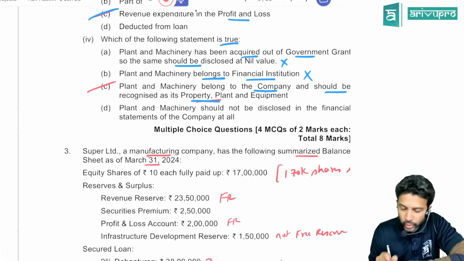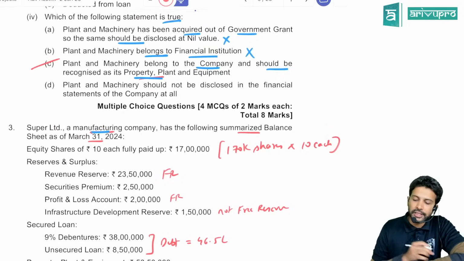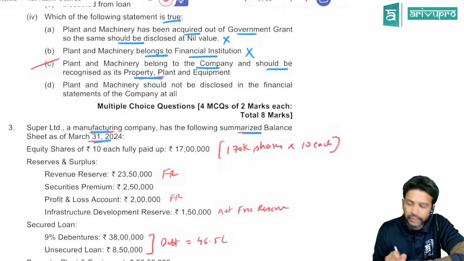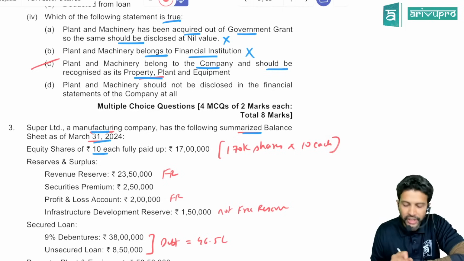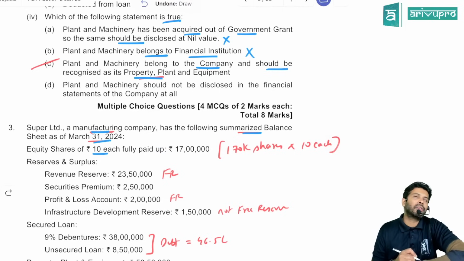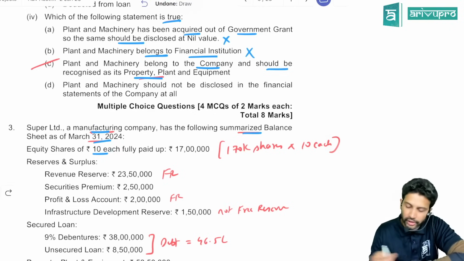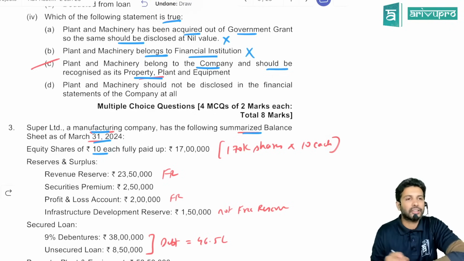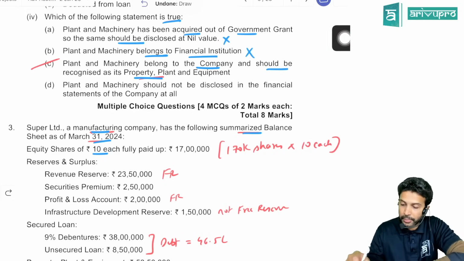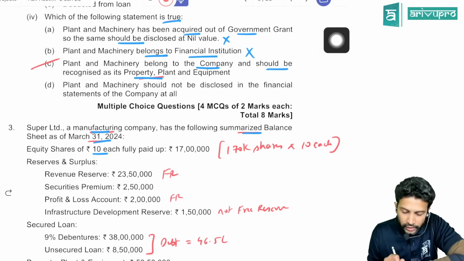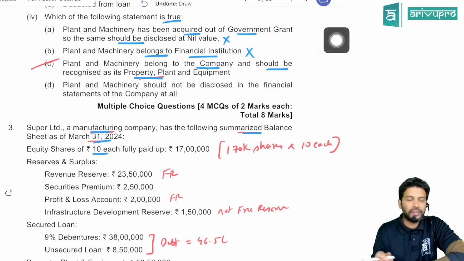Okay. Next question. Super Limited is a manufacturing company. It has summarized balance sheet information they have given. Equity shares of 10 each fully paid up. So this is rupees 17 lakh. So total face value of equity share capital is 17 lakh. Each share's face value is 10. So how many shares we have? 1,70,000 shares of 10 each. Correct, people? Yes. Okay. Revenue reserve, as in general reserve, is 23.5 lakh.